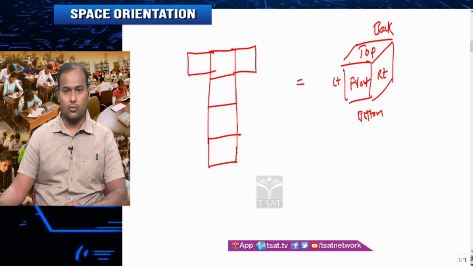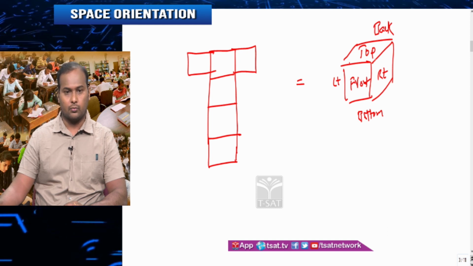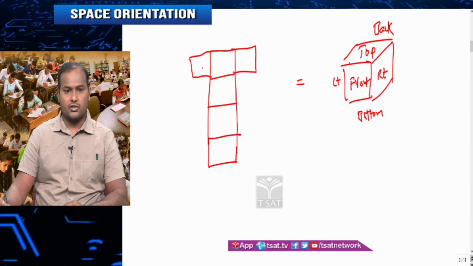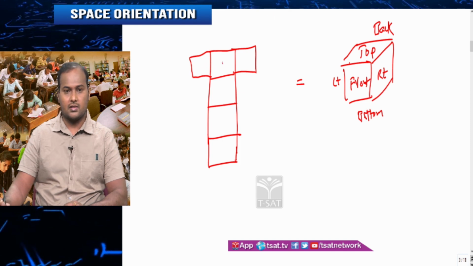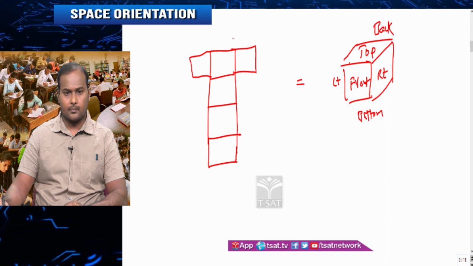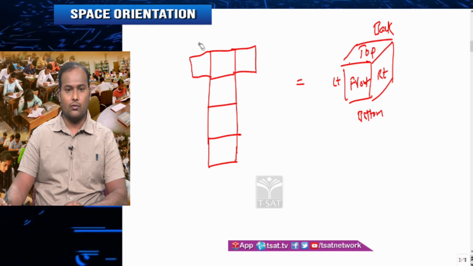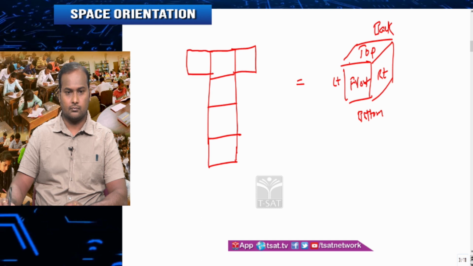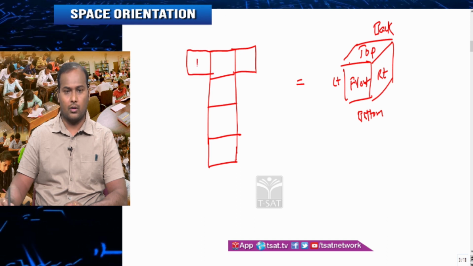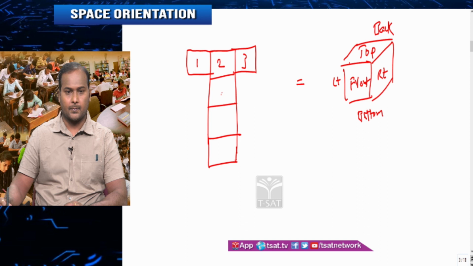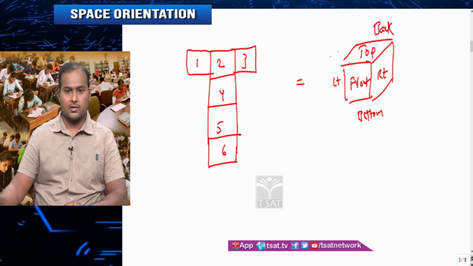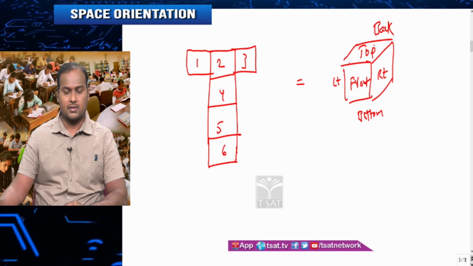But once you open this particular cube, it appears like this. We should know which side or which face is opposite to which face. Just to relieve the confusion, I am going to number them like 1, 2, 3, 4, 5, 6. So total 6 faces. Here also 6 faces.